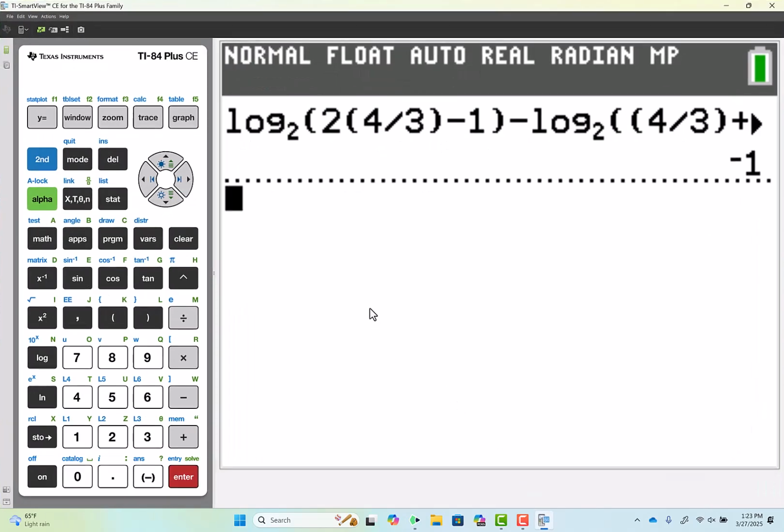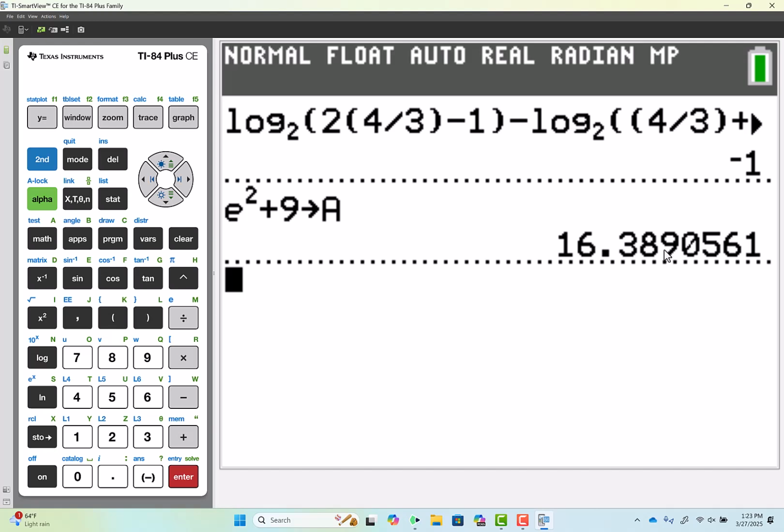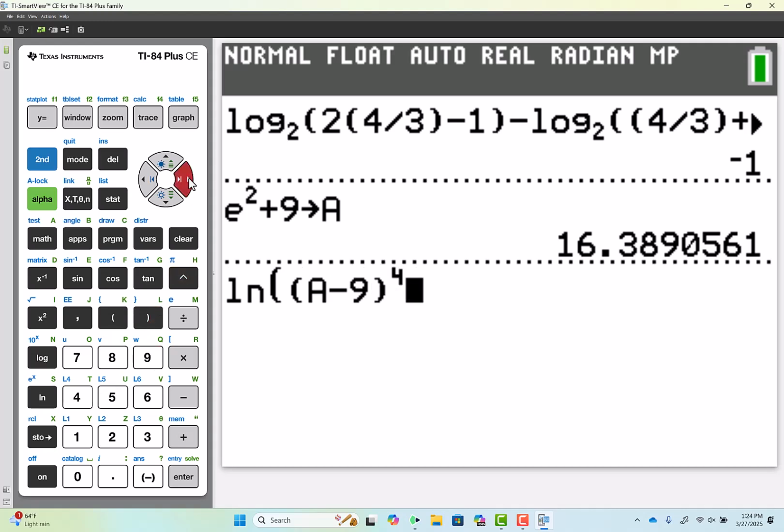Here we go. I'm gonna type in e squared plus 9. Let me store this into a letter. E squared. The e's where the ln is at. E squared, plus 9, and I'm gonna store this to a. So every time I push a, it's gonna be that number. So here we go. What's the original? ln, open parenthesis, a minus 9, close to the power 4, and then close. And I better get what? 8. How do we feel, guys?